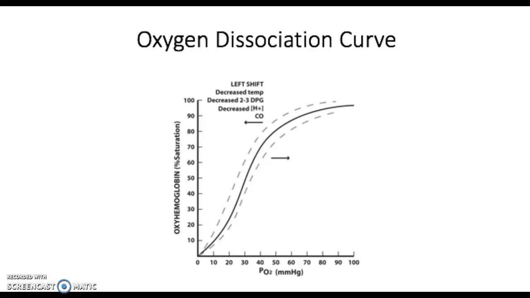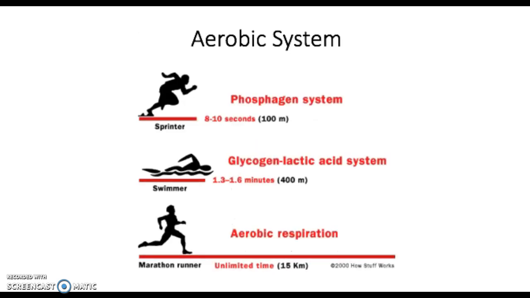In steady state exercise, there will be a higher saturation of oxygen in the hemoglobin as there will be a higher demand compared to no exercise. Aerobic system. The aerobic system involves the oxygen transportation system and the use of mitochondria in the working muscles for oxidation of glycogen and fatty acids.